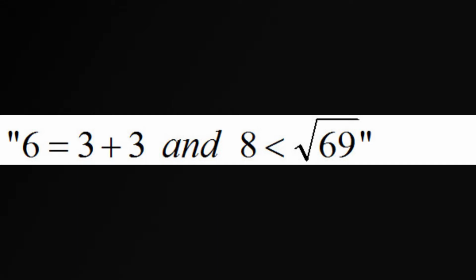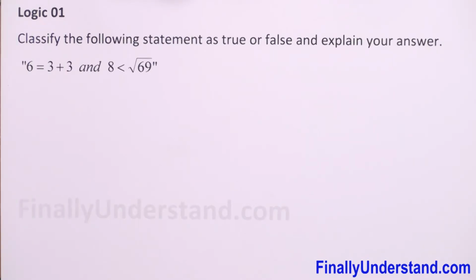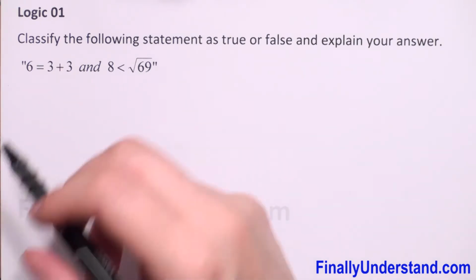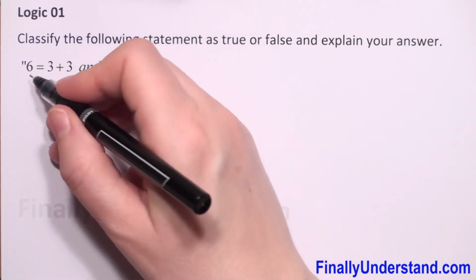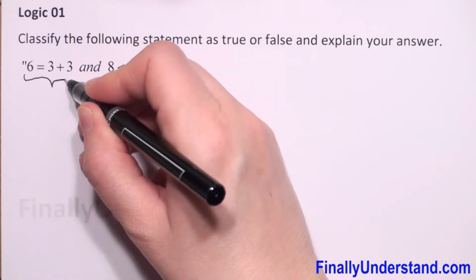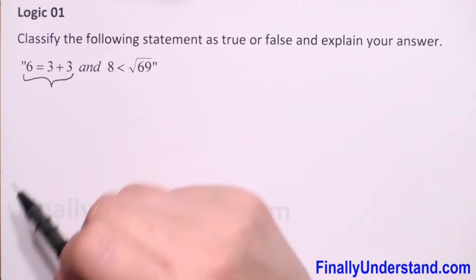We have to decide if our statement is true or false. We have here a compound statement because our statement has two single statements. First is 6 equals 3 plus 3. This is our first single statement because it has a single idea.